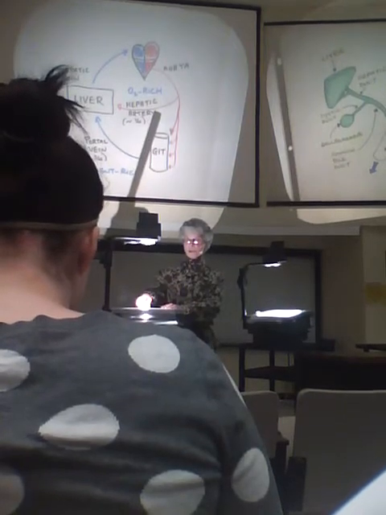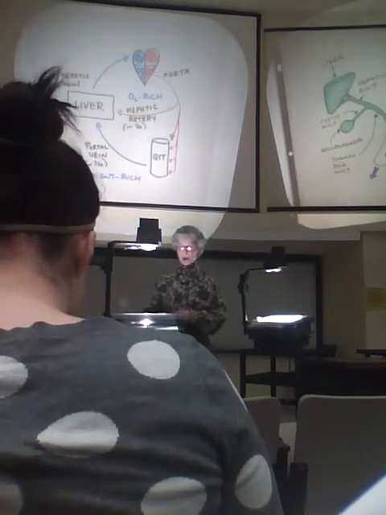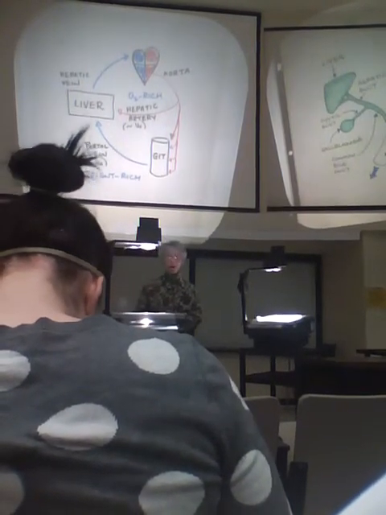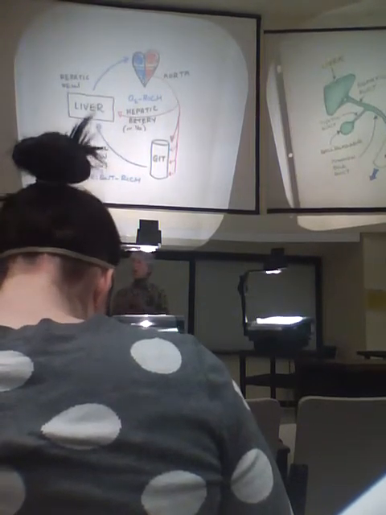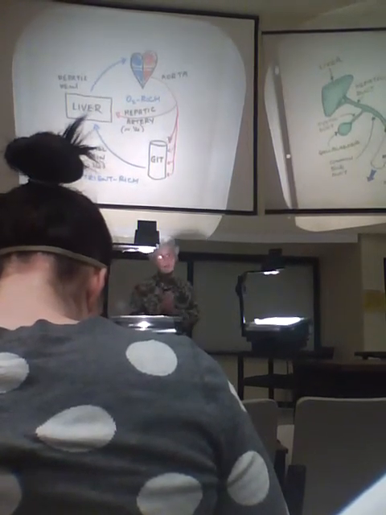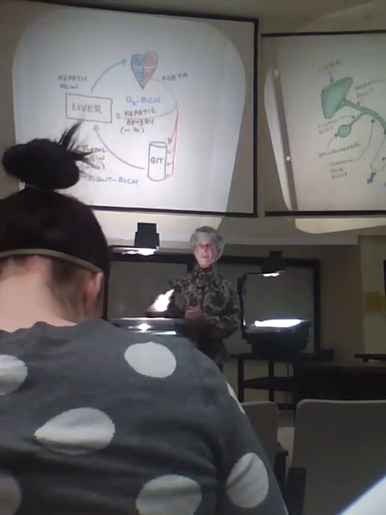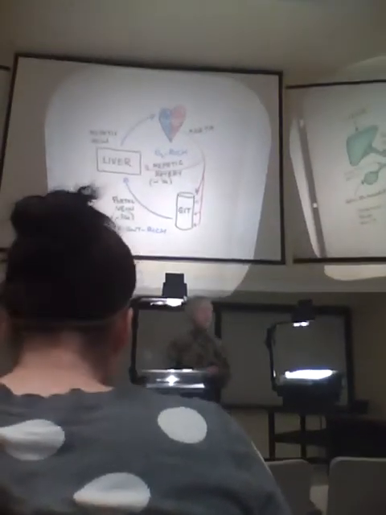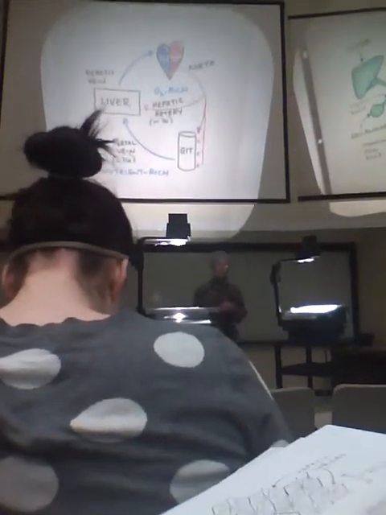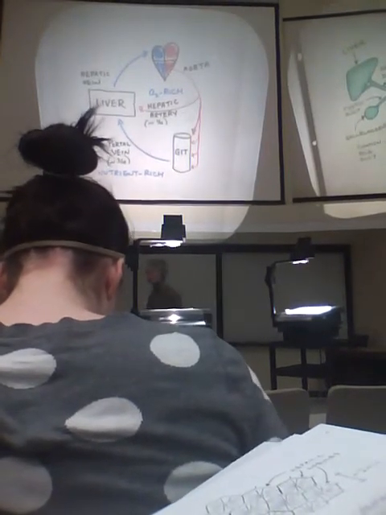So it receives an oxygen-rich supply and also a nutrient-rich supply. And as we'll see, these will mix together within the liver. And then drainage from the liver is via the hepatic vein, which in turn drains into the inferior vena cava, and so goes back to the heart.